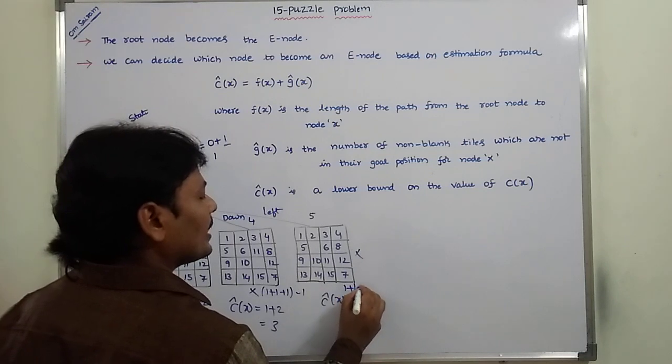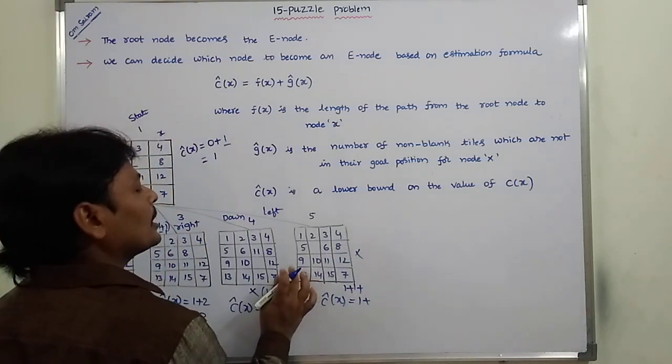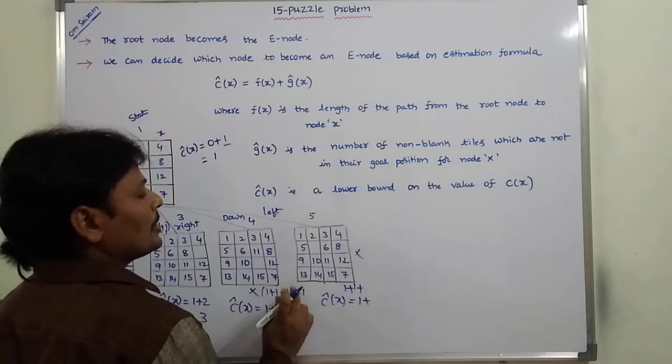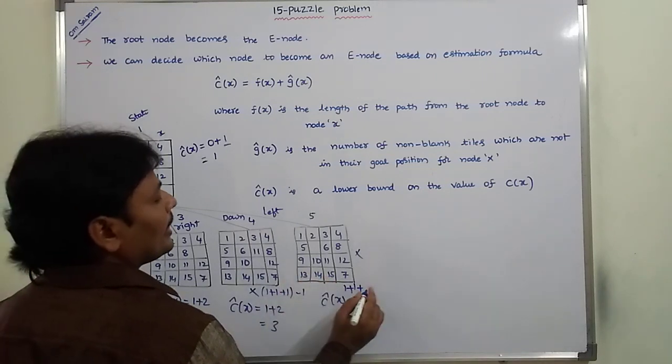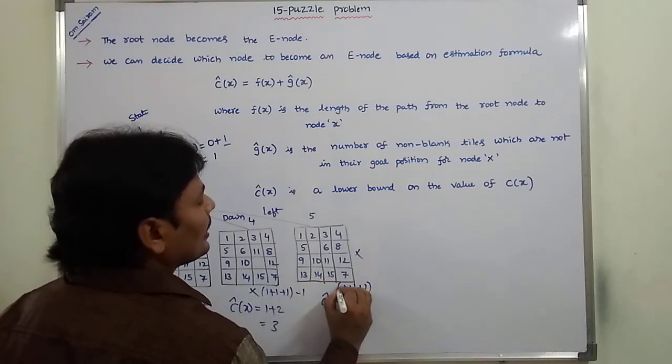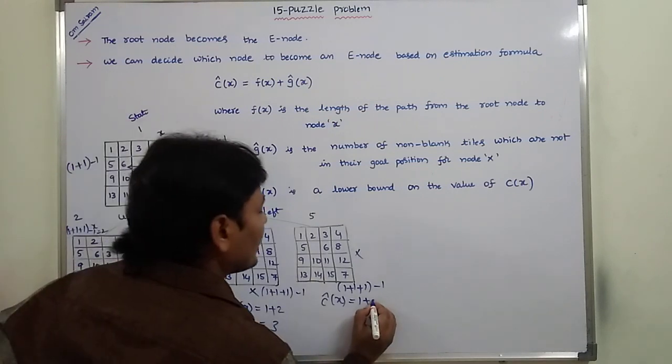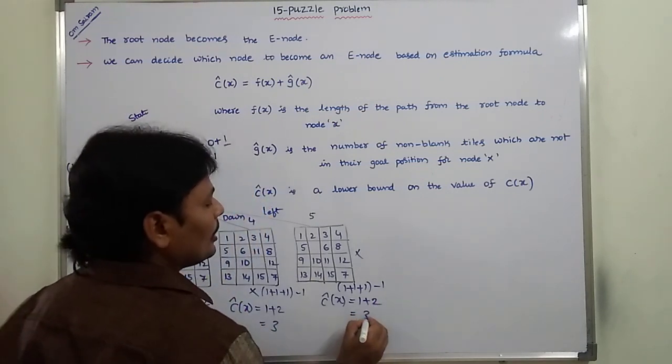7, it is not there in the correct position. 8, it is already in the correct position. 9, 10, 11, 12, correct positions. 13, 14, 15, correct position. And 7, not in the correct position, minus 1. So that is 1 plus 2, that is equal to 3.